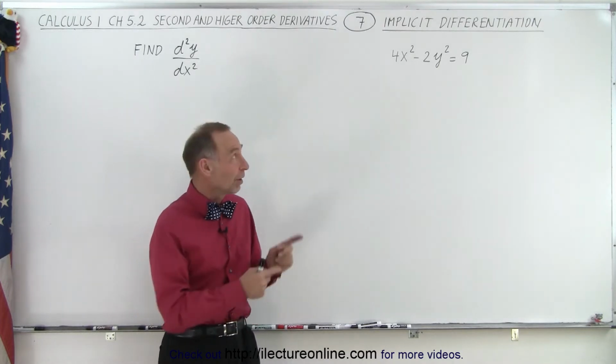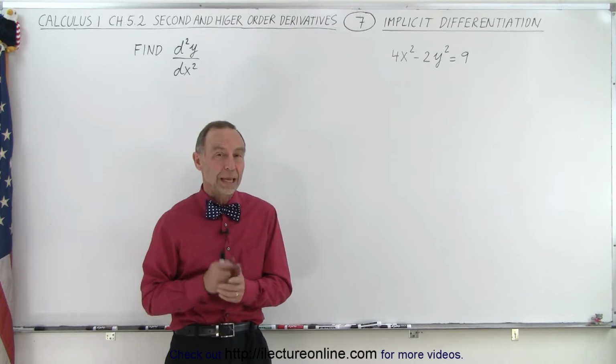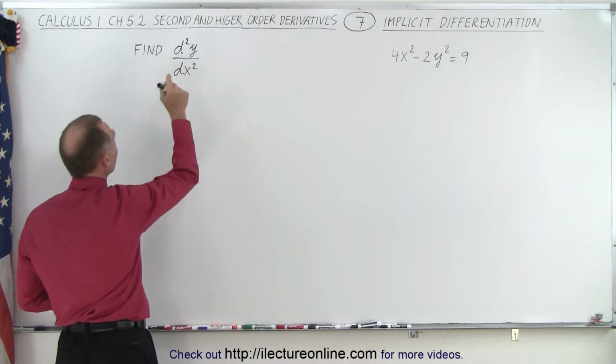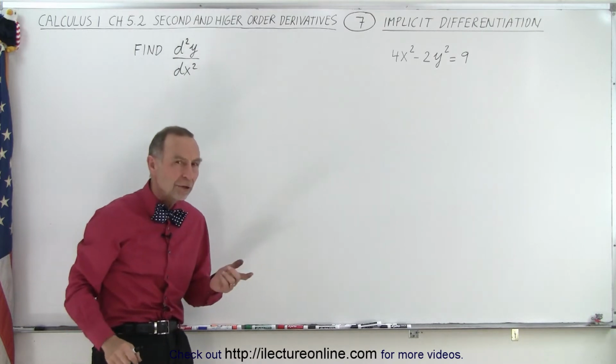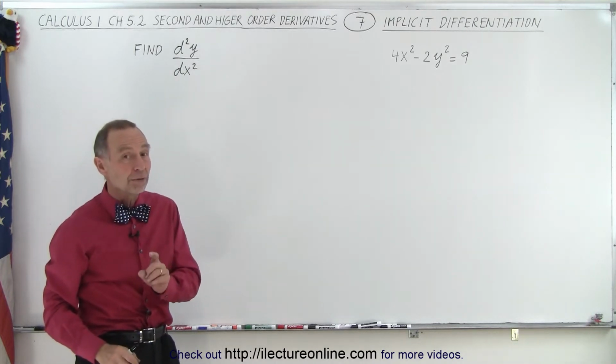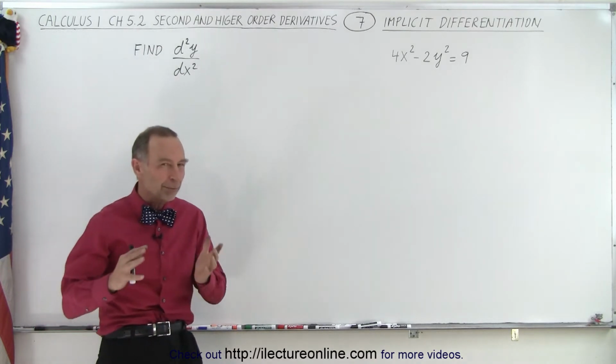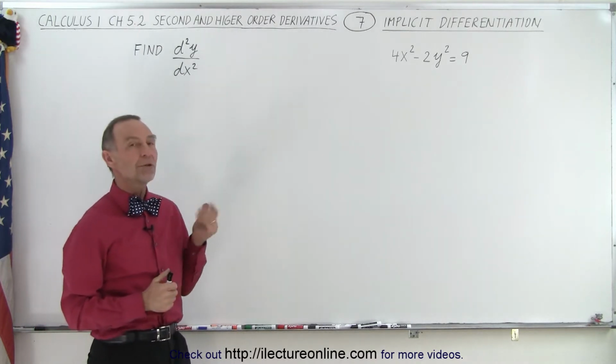Now we're going to take a look at implicit differentiation and try to find a higher order derivative of that particular equation. What we're trying to find is the second derivative of y with respect to x. In the next video, we're going to find the second derivative of x with respect to y of the very same function, so you can compare the two. So how do we do that?